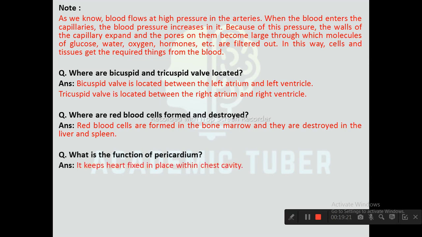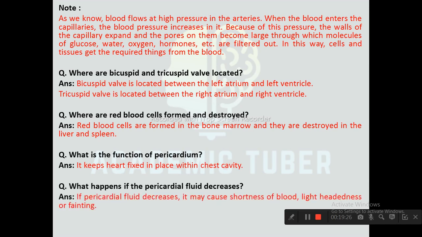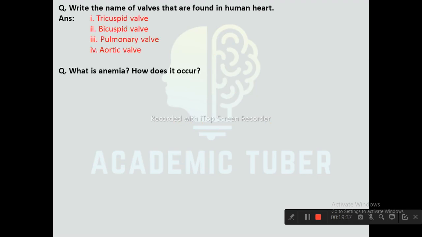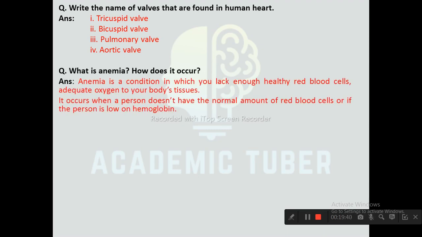The function of the pericardium is to keep the heart fixed in place within the chest cavity, and if pericardial fluid decreases, it may cause shortness of breath, lightheadedness or fainting. The four valves found in the human heart are tricuspid, bicuspid, pulmonary and aortic valve. Anemia is a condition in which you lack enough healthy red blood cells to provide adequate oxygen to your body tissue. It occurs when a person doesn't have the normal amount of RBC or if the person is low on hemoglobin.